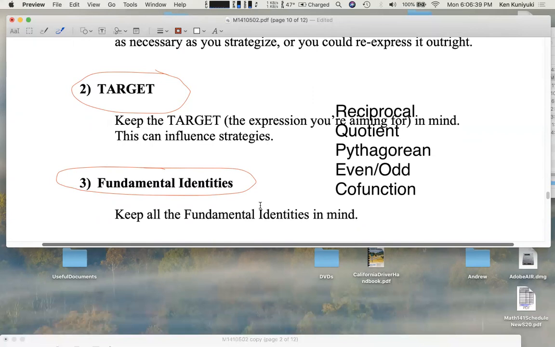It's okay to work on different pieces of the same expression, but don't do too many steps. Don't do too many things on one piece, one part of the expression. Then you want to separate your steps.